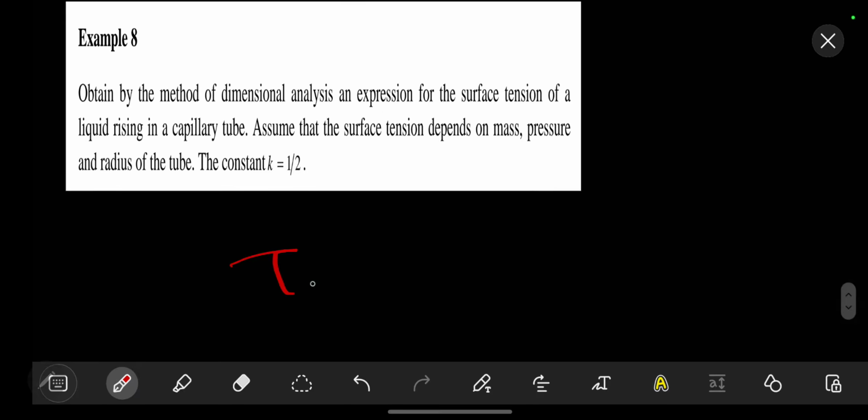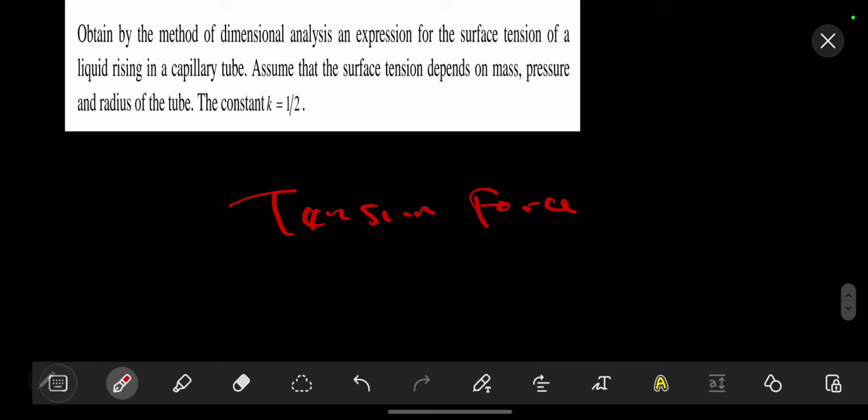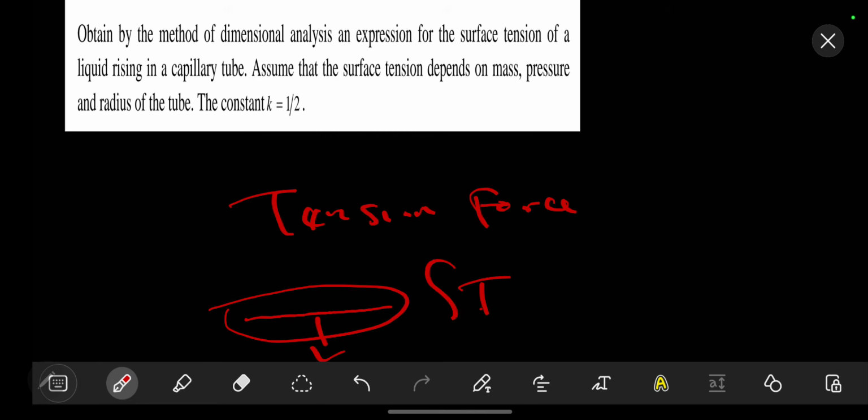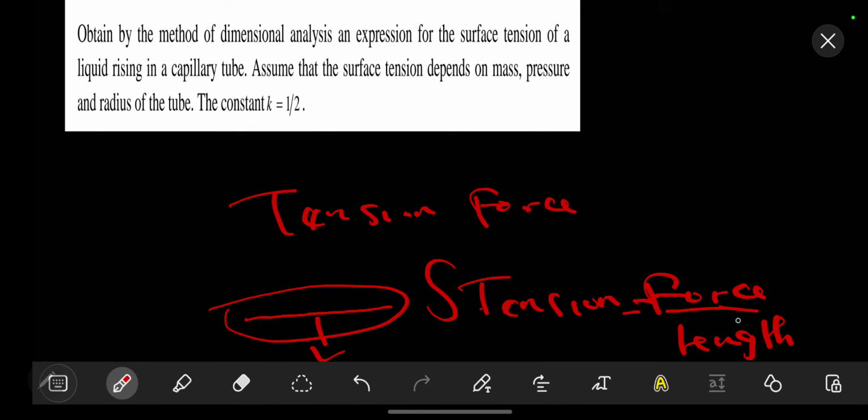Already, tension is a force. So if tension is a force, surface tension is the force applied per unit length on a surface. So let's say surface tension is the force per unit length. This is where we are going to get our dimensions.